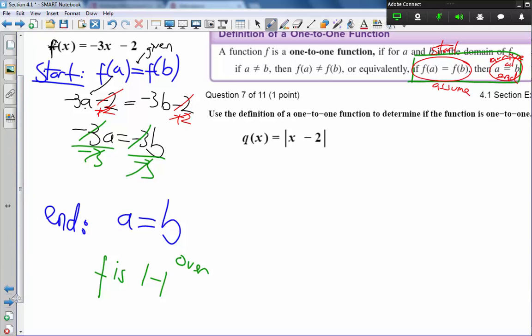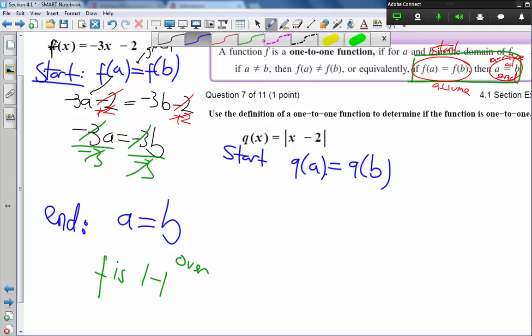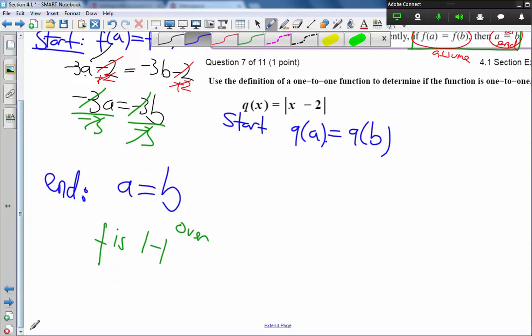See what's going to happen on this one. Again, what is the start? We again assume f, but this is not f. Let's use Q this time. Q of A equals Q of B. I start with this. And what is my end? The end goes down.